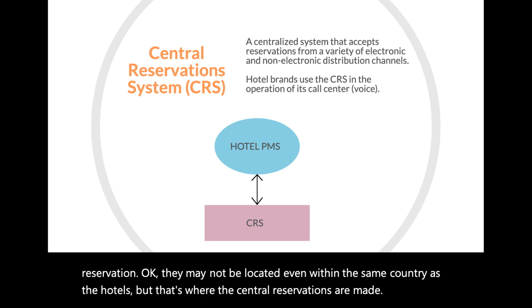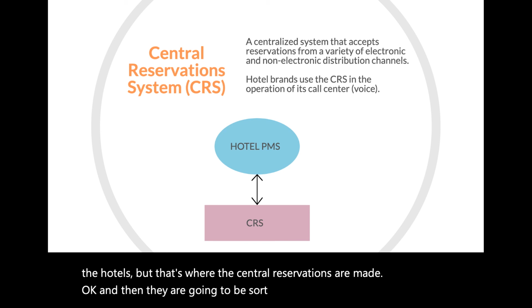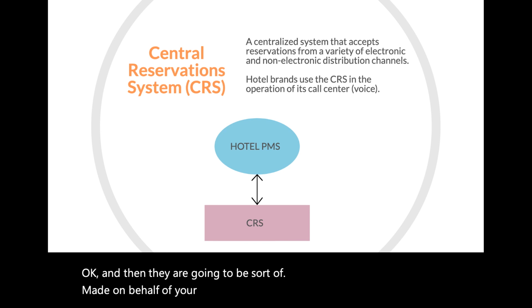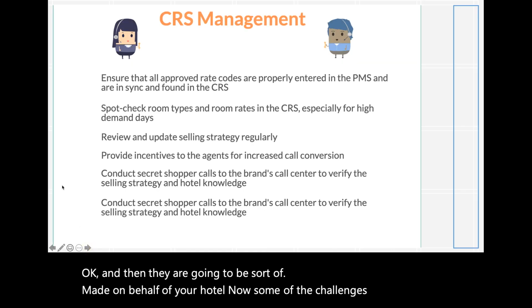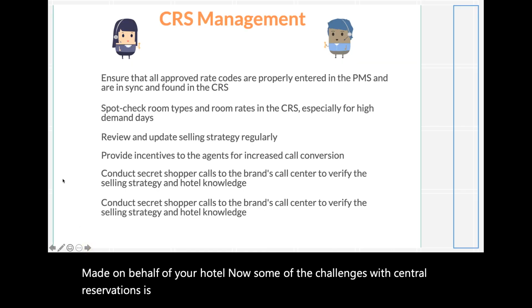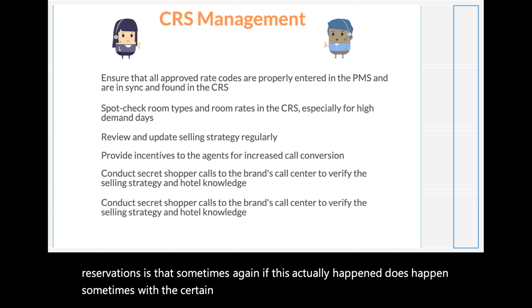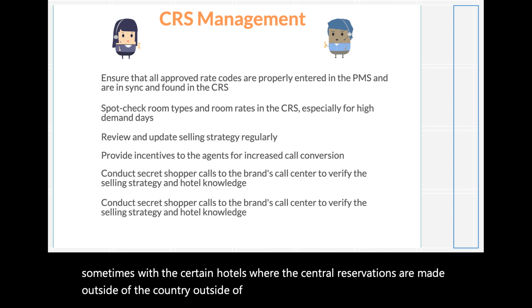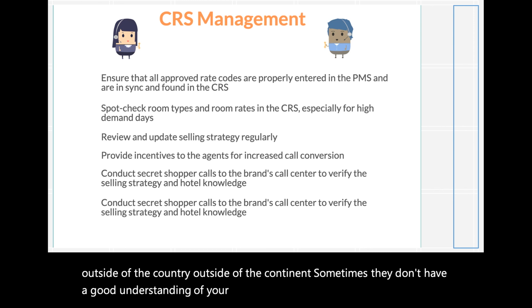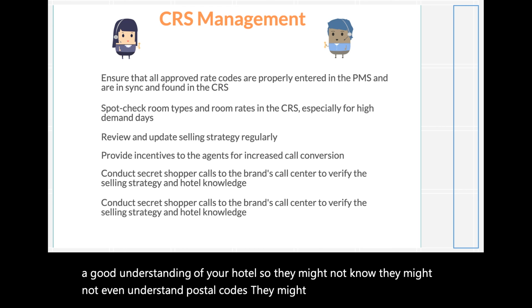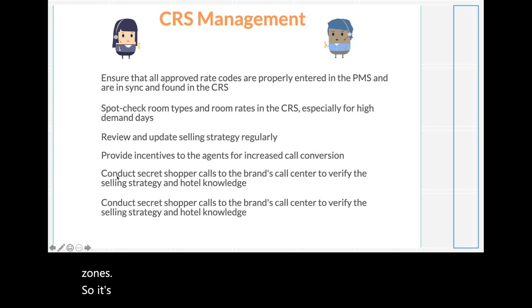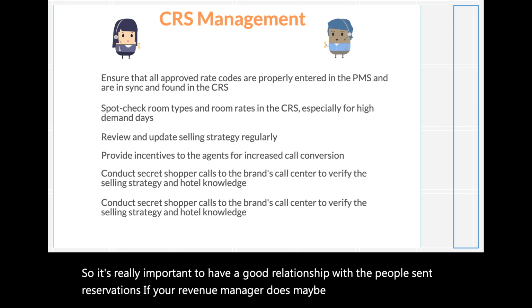Now, some of the challenges with central reservations, okay, is that sometimes, and this actually does happen with certain hotels, the central reservations are made outside of the country, sometimes outside of the continent, so they don't have a good understanding of your hotel. They might not even understand postal codes, they might not know the right time zones. So it's really important to have a good relationship with the people at central reservations. If you're a revenue manager, maybe even consider visiting them. Make sure that the room types are correct in the system, okay? And even yourself, maybe you call in and ask questions.